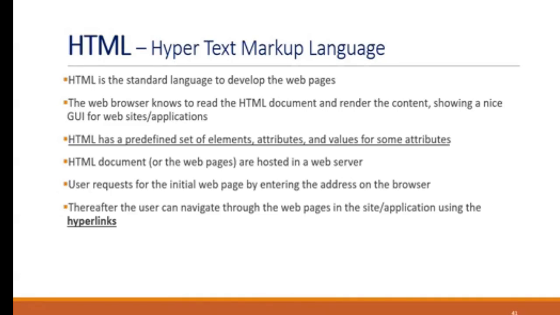Unlike XML, we can't use our own tags in HTML. They have predefined elements, predefined attributes and values for those attributes. There are things you have to remember when you're writing HTML code. You can create your HTML page and save it as .html. Once you double click it, it opens on the browser, and you can see the output of that page.